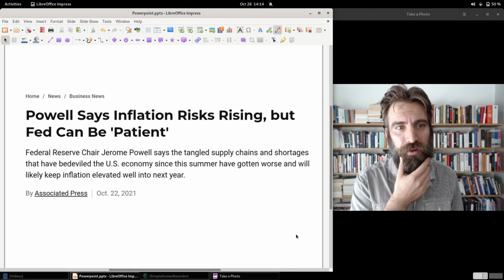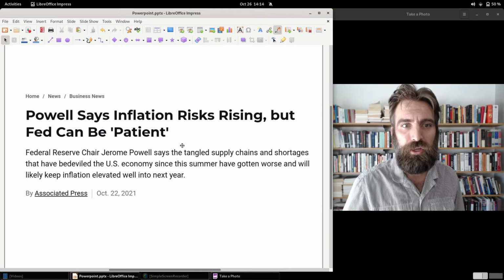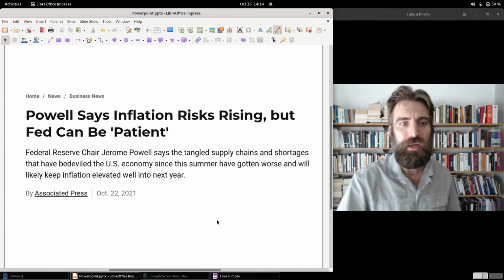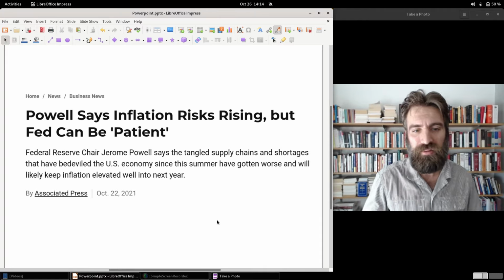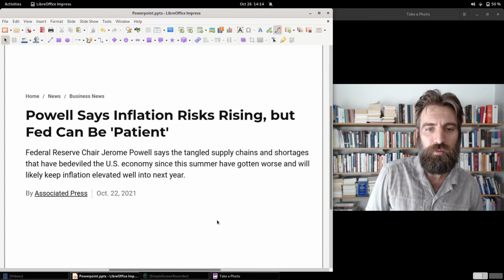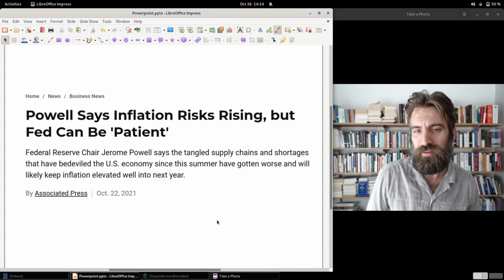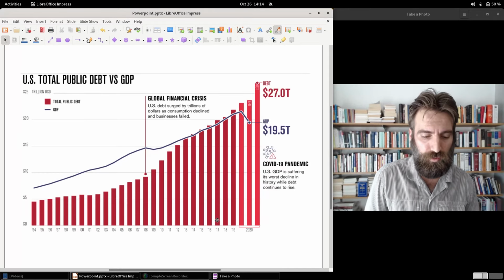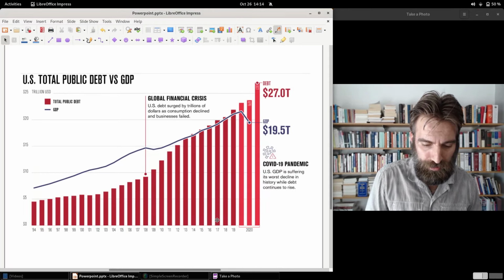What you'll see is a slight reduction in bond purchases. Powell says inflation risks are rising, but Fed can be patient. He said we can be patient. Again, he means just a slight tapering of QE, and then we'll leave interest rates where they are. Maybe we'll raise them a little bit next year. Powell is very wrong about this.